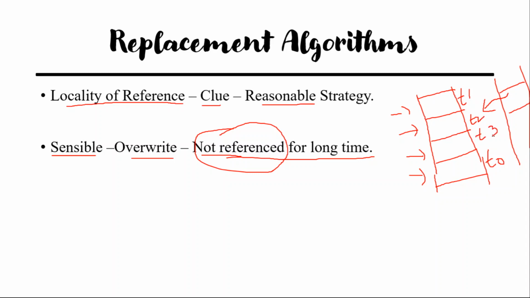Now say that even though this block came at time t0, it was recently referred at time t2. In that case, the block which is not referred for the longest period of time will be t1. So it is not always the oldest block that is not referred for a long time. It may be any block. The block which is untouched by the processor for a long period of time is the one to be replaced. That argument is quite sensible.